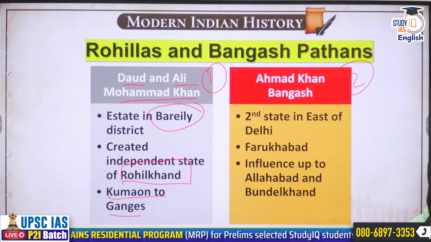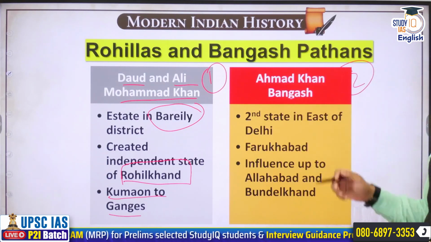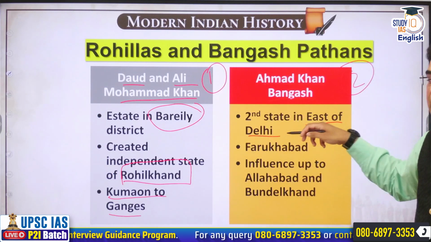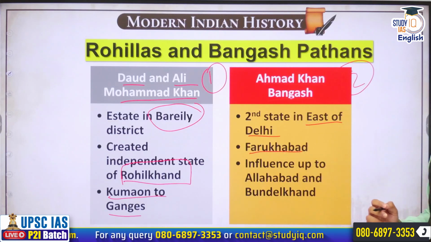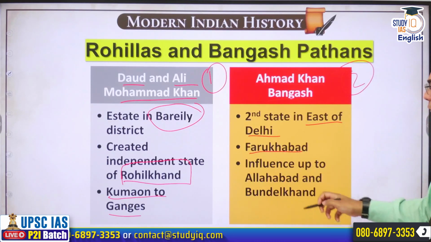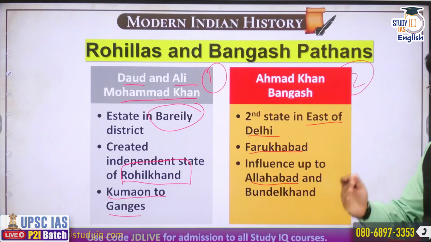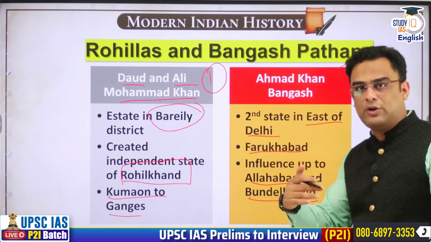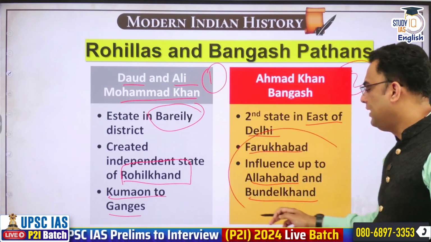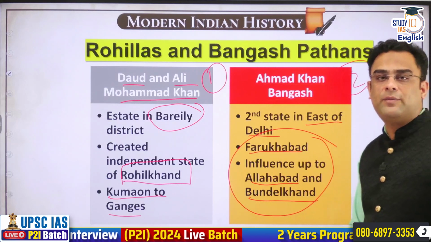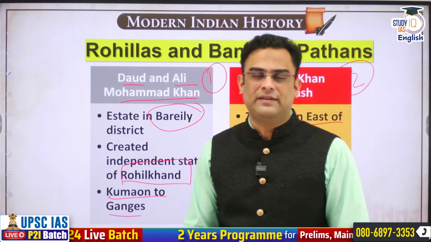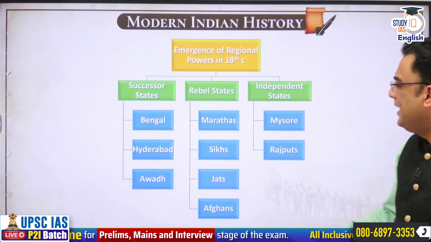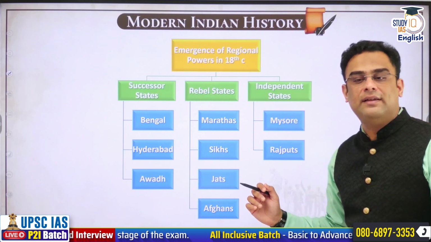The second state was established by Ahmad Khan Bangash. Bangash is the name of the tribe that he comes from. This second state is east of Delhi in modern day Farrukhabad. It had influence from Farrukhabad up to Allahabad in the east and the fringes of Bundelkhand in the south, the northern part of Bundelkhand. So in this area, the influence of the Bangash Pathan state existed. So these were two states about which we must know. Thus far, guys, we have covered all the rebel states in this manner.